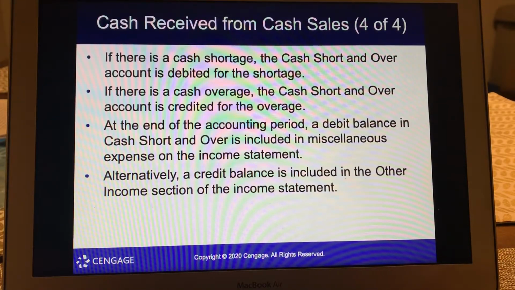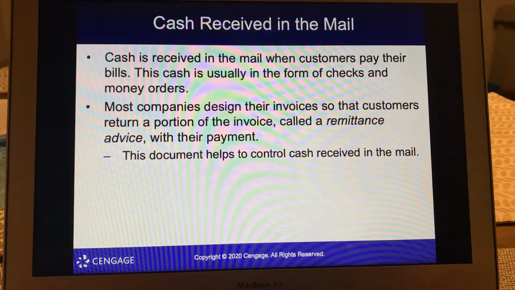If there is a cash shortage, the cash short and over account is debited for the shortage. If there is a cash overage, the cash short and over account is credited for the overage. At the end of the accounting period, a debit balance in cash short and over is included in miscellaneous expenses on the income statement. Alternatively, a credit balance is included in the other income section of the income statement.